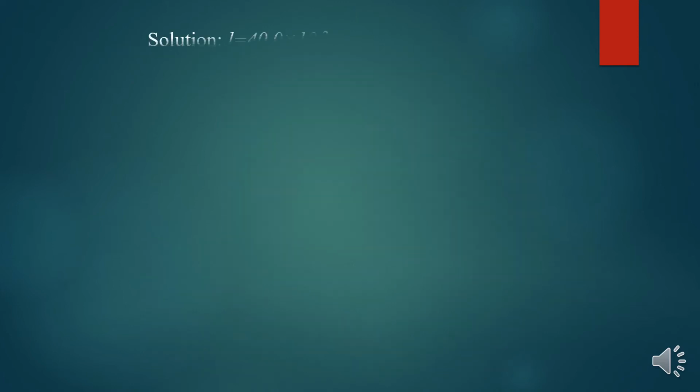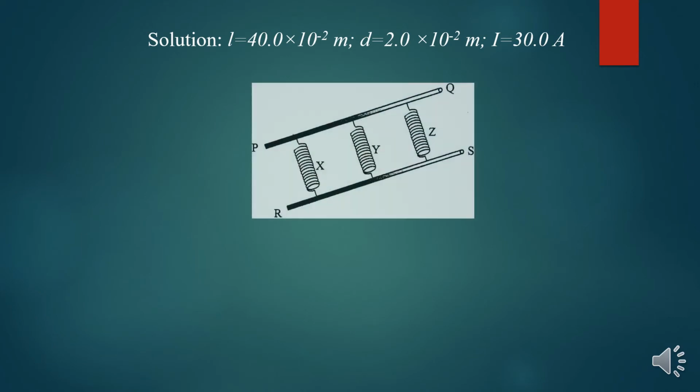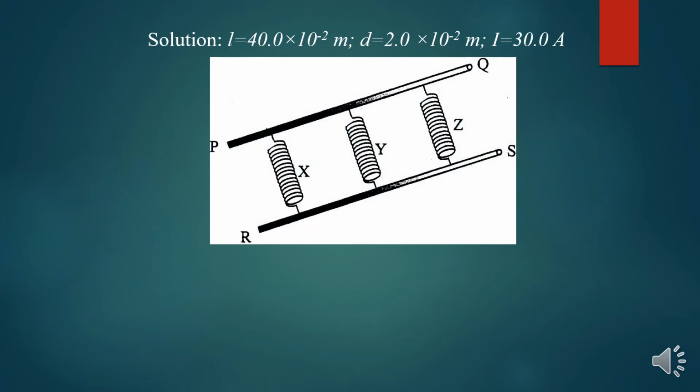Okay, for the solution, take out all the values given. L equal to 40 times 10 power of negative 2 meter, d equal to 2.0 times 10 power of negative 2 meter, and electric current I equal to 30.0 ampere. This is the diagram related to the question. Electric current flows in the same direction, so an attractive force will exist. For spring X, we will have Fx, for spring Y, we will have Fy, and for spring Z, we will have Fz.